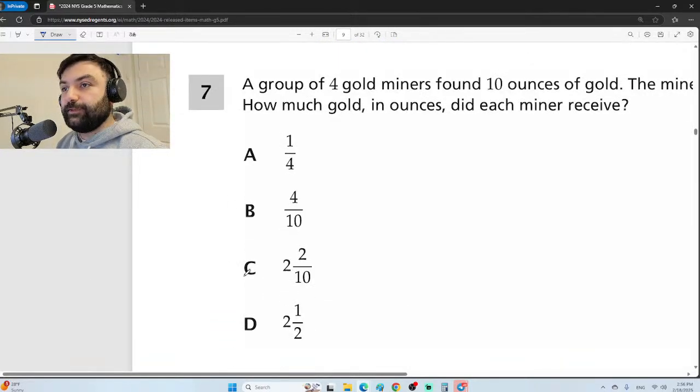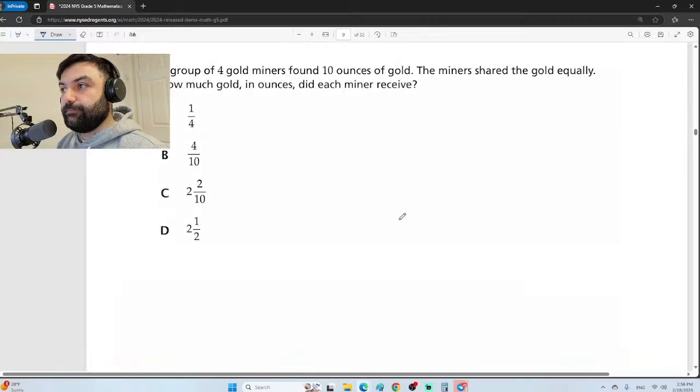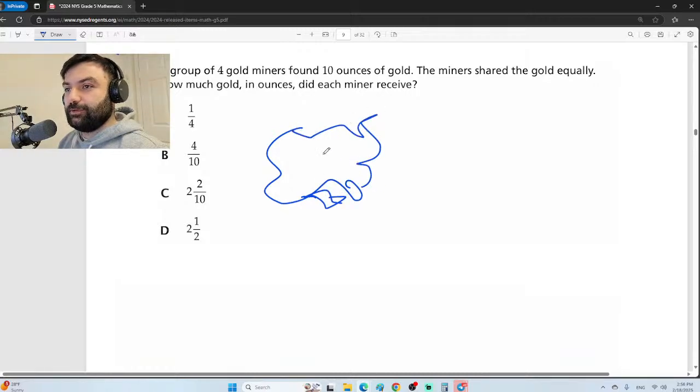Question number 7 is... A group of 4 miners found 10 ounces of gold. The miners shared the gold equally. How much gold in ounces did each miner receive? Okay, so there was gold, right? That's how the gold looks like, I think, right? And it's 10 ounces of it, right? And we have to split those 10 ounces between 4 people. So let's just do that.